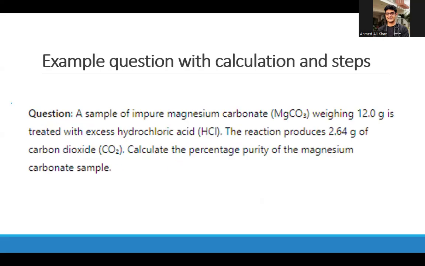Okay, so we have a question. A sample of impure magnesium carbonate weighing 12 grams is treated with excess of hydrochloric acid. See, it's an impure sample.